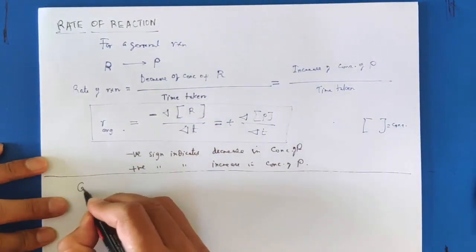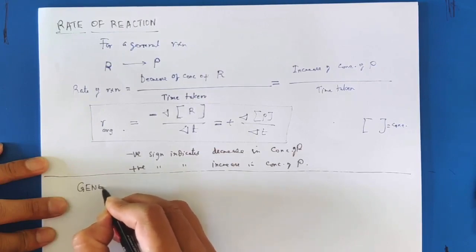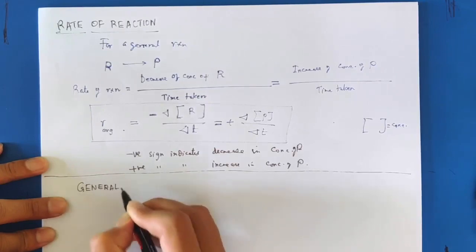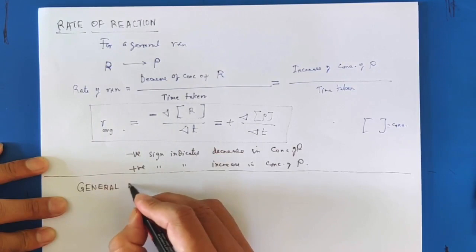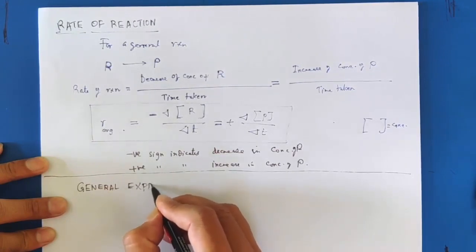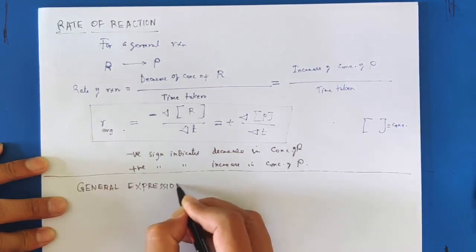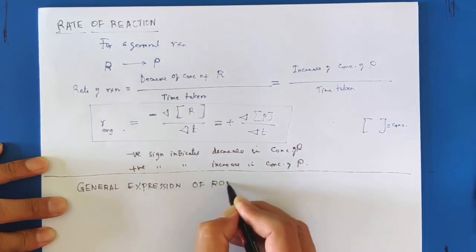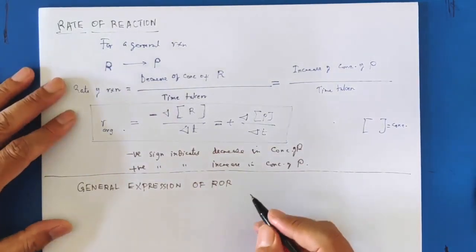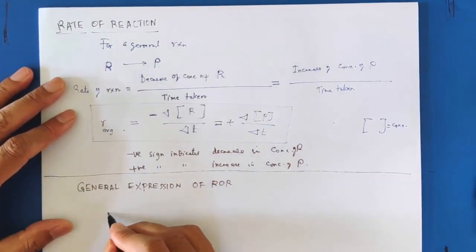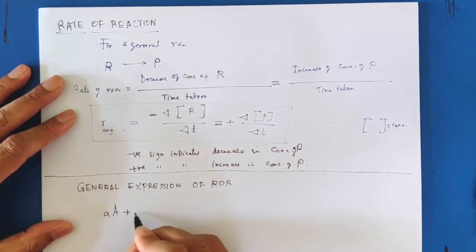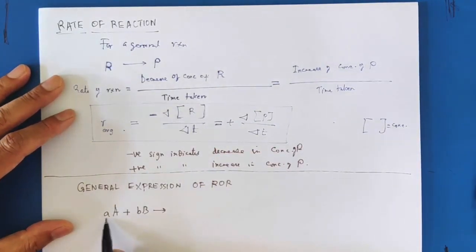Now okay, the rate of reaction expression. The general expression of rate of reactions in terms of the coefficients. Say you have this reaction, reactant A going to B, but here there are coefficients.